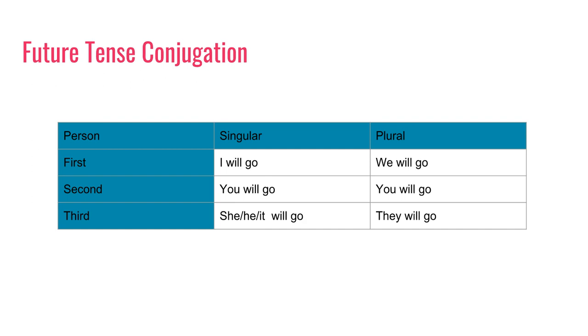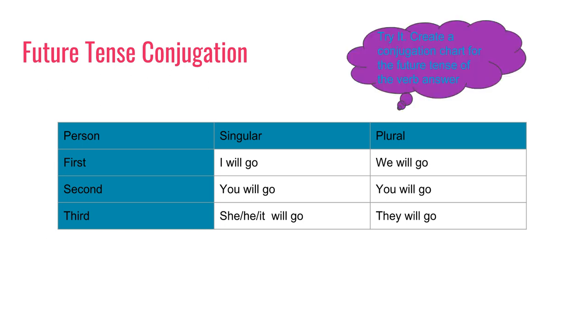Now on to future tense. We're just back to adding will in front of our verb. And everybody gets a will go this time. First person, I will go. Make it plural, we will go. Second, for singular and plural, is you will go. And third, singular, he, she, or it will go, followed by they will go. So one last time, pause your video, draw a conjugation chart, and conjugate answer into the future tense.